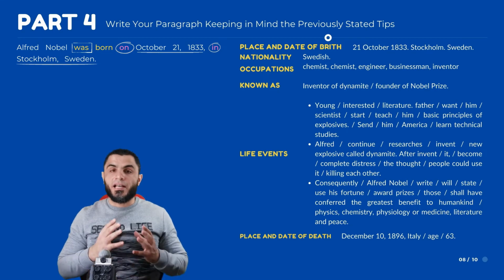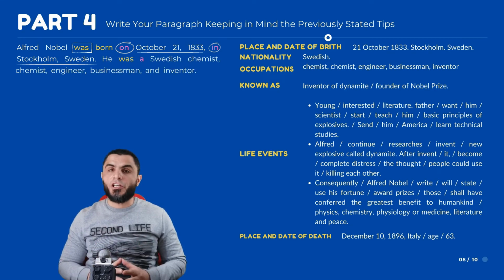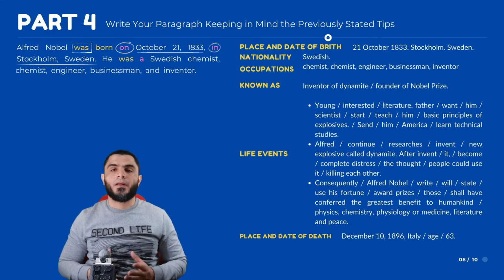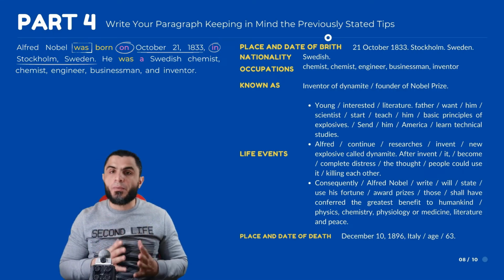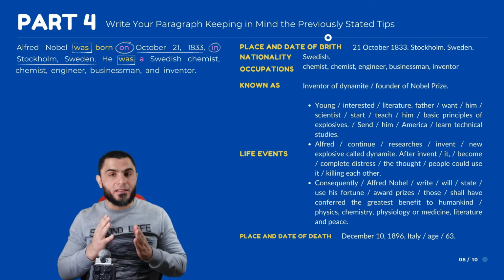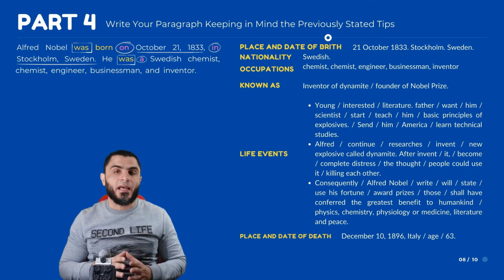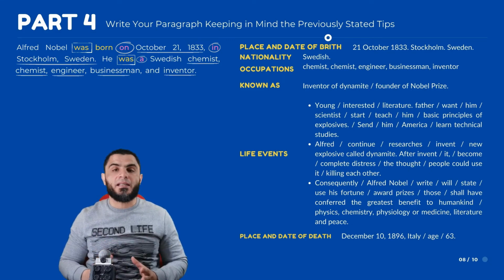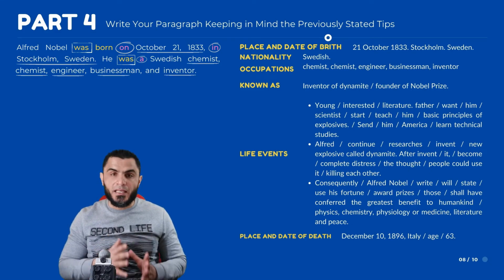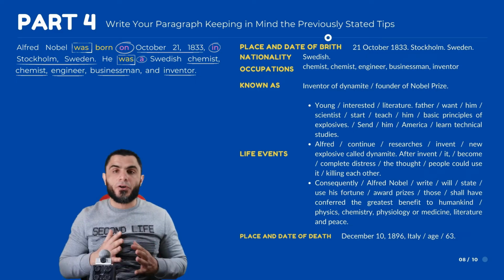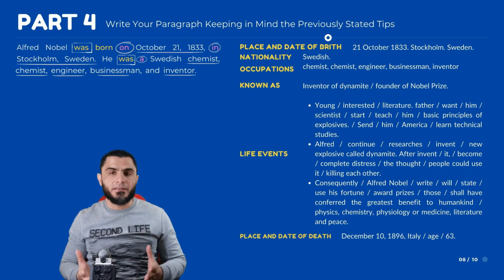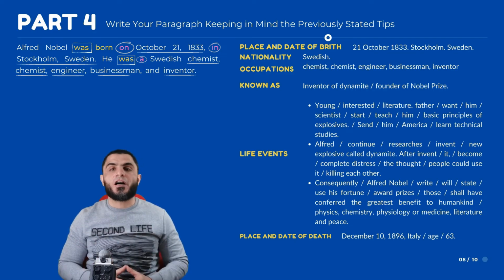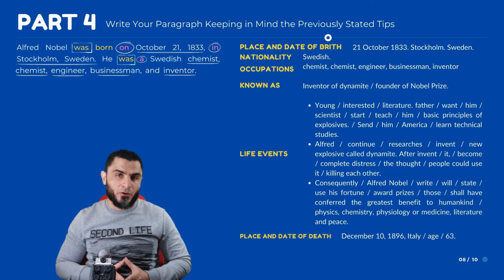He was a Swedish chemist, engineer, businessman, and inventor. Again, I have used the simple past here and I have added the indefinite article a because I have an occupation. And always keep in mind that we use the indefinite articles a or an in front of countable nouns.